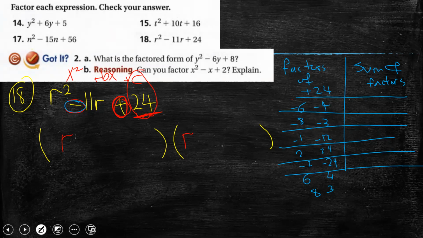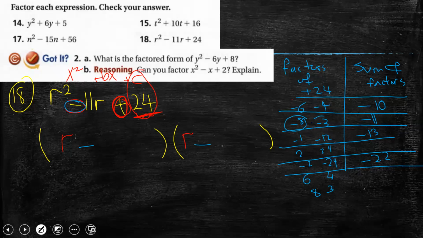Negative 6 and negative 4 is negative 10. Negative 8 and negative 3 is negative 11. Negative 13, negative 22. So I only look at the factors where the summation is negative. Why? Because here I have a negative sign for the 11. Since I have a negative, I must have negatives in both brackets. Now, which pair of factors has a summation of negative 11?